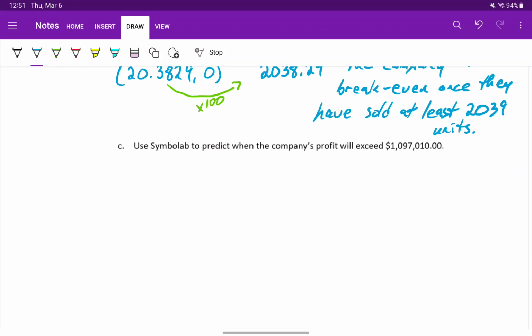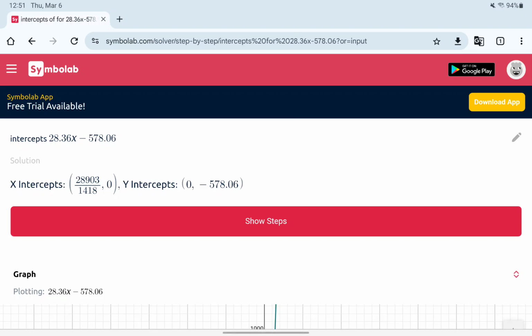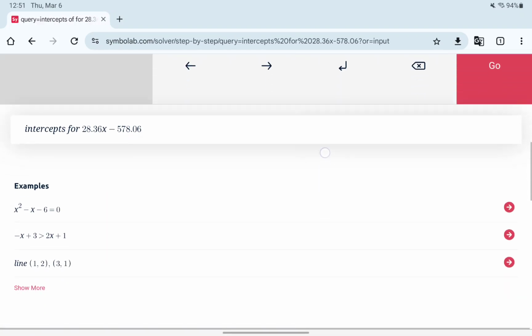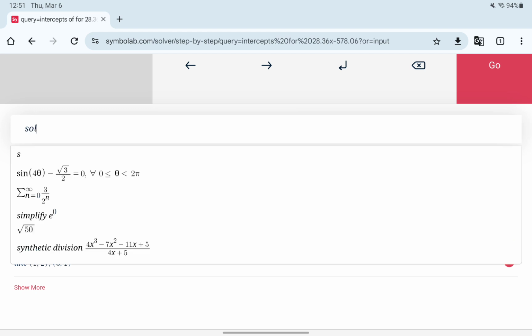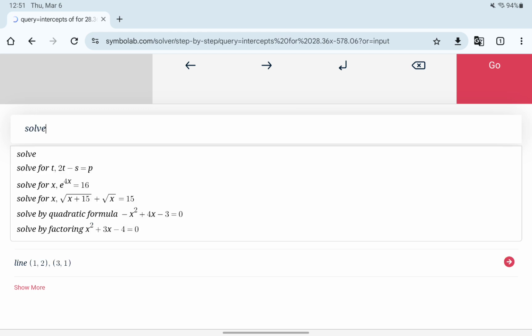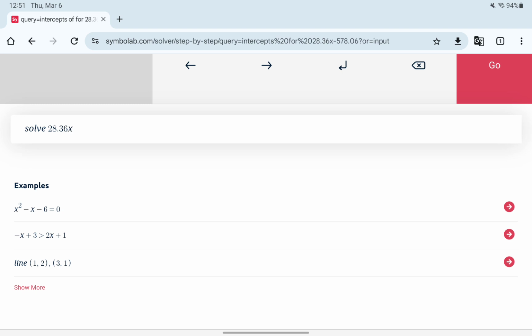Then we want to use Symbolab to predict when the company's profit will exceed $1,097,010. To do that, we'll take our function and ask Symbolab to solve it. Set equal to this value that we're after. Oh, I've got the wrong symbol in there. Minus 578.06 is equal to, but we need to make actually one adjustment before we do that.